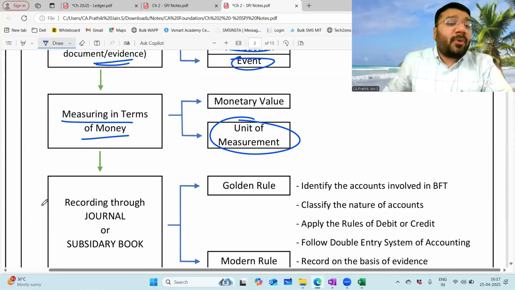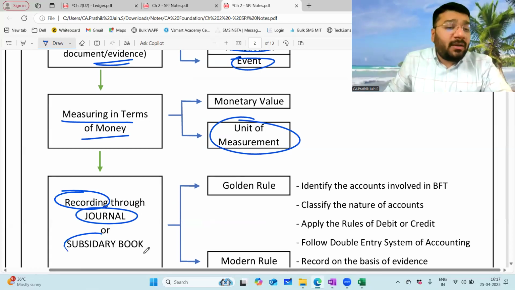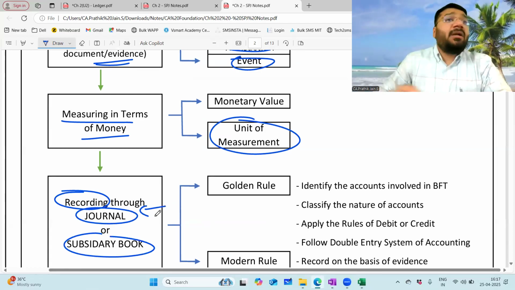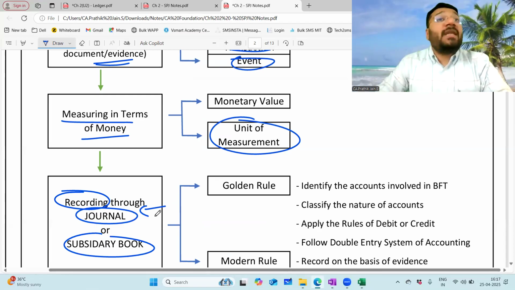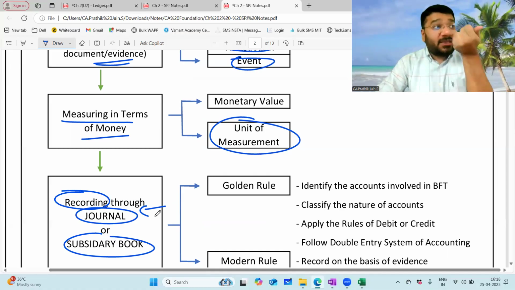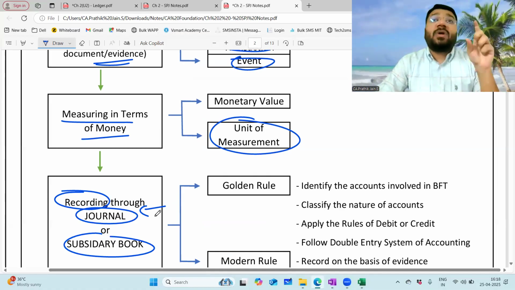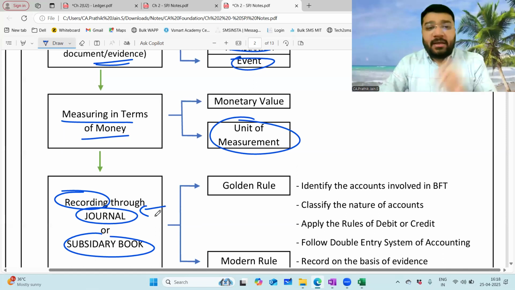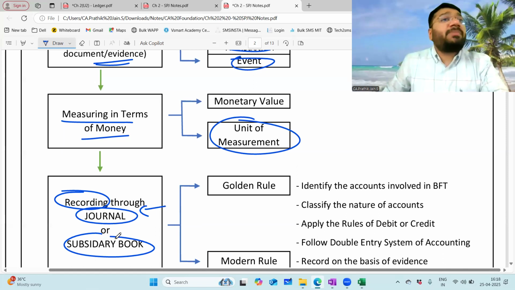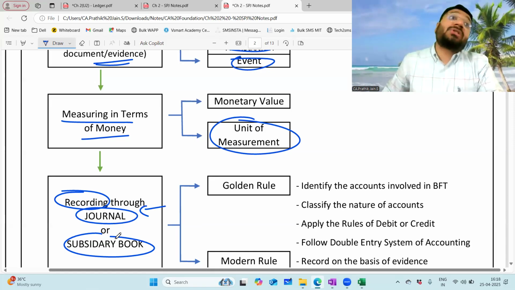Thereafter, you start the process of accounting by recording either in the journal book or in the subsidiary book. Recording in the journal book is called the book of original entry. It is also called the book of primary entry, because primarily, firstly, this is where the recording takes place. Or you can record through the subsidiary book, which we have not discussed yet. Subsidiary books are called books of original entry. We have multiple books there.